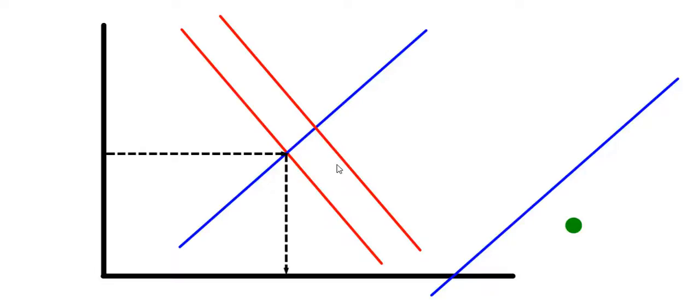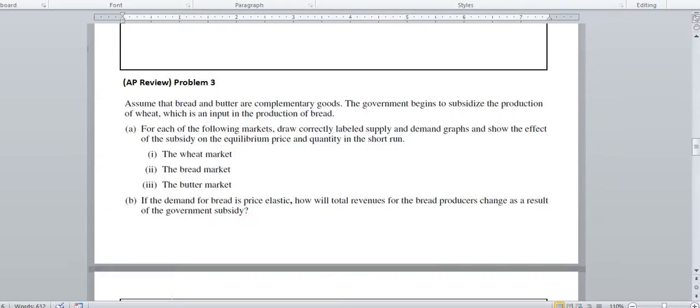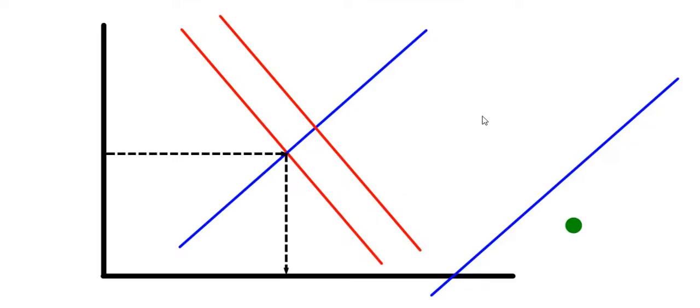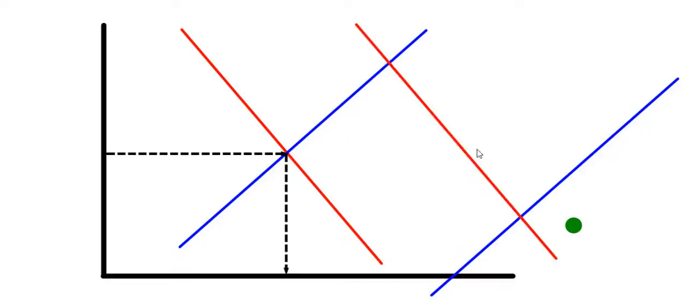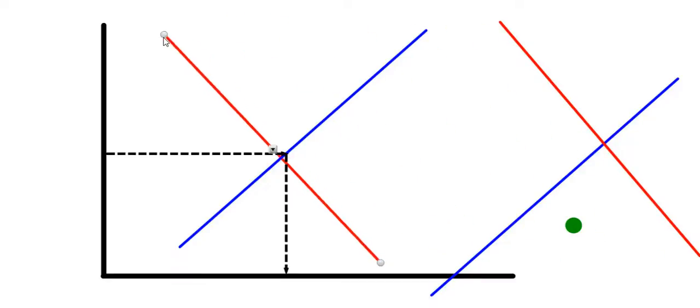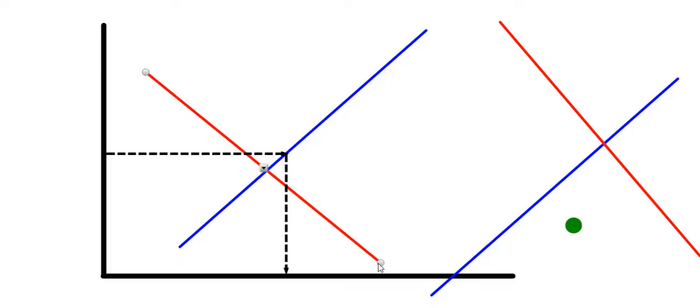So you want to draw all those graphs. And then part B. Let's look at part B. If the demand for bread is elastic, how will total revenues for the bread producers change as a result of the government subsidy? Okay, so if we go back and we draw an elastic demand, so let's scoot this out of the way, and let's make our demand very elastic, so it's more of a flatter curve.